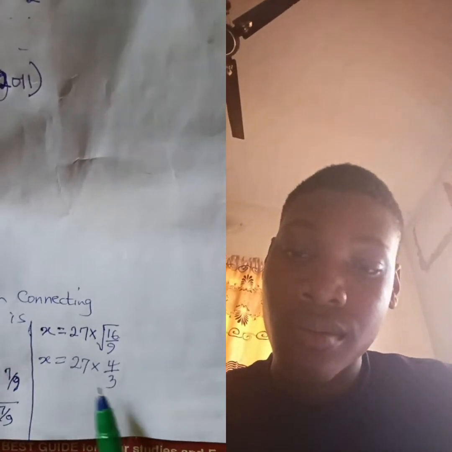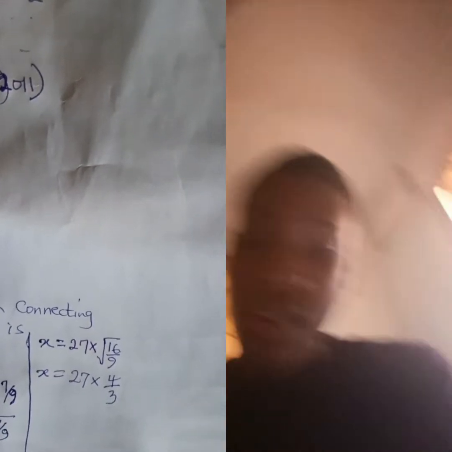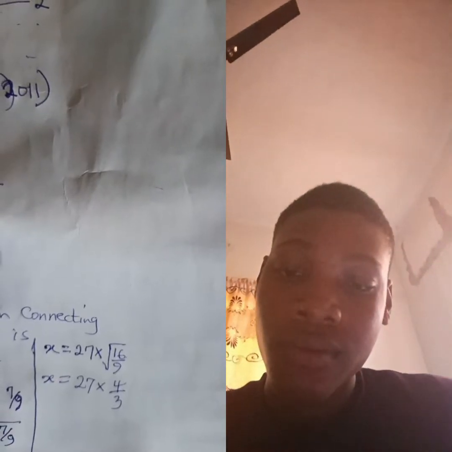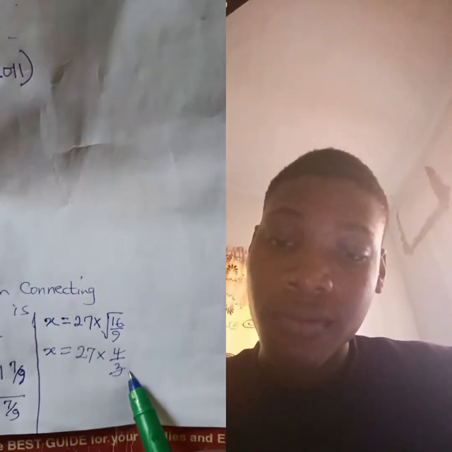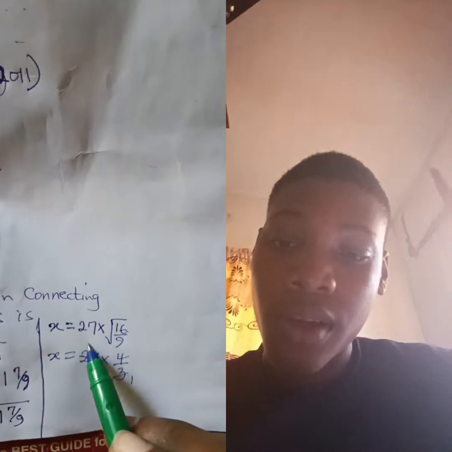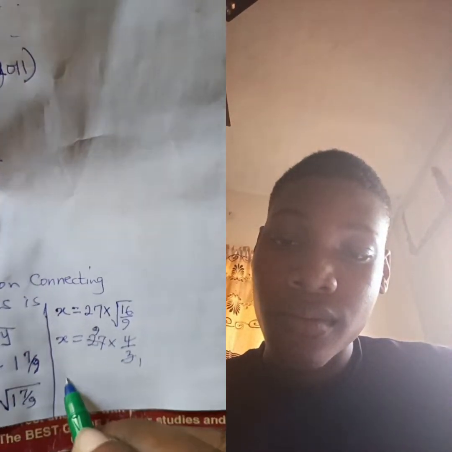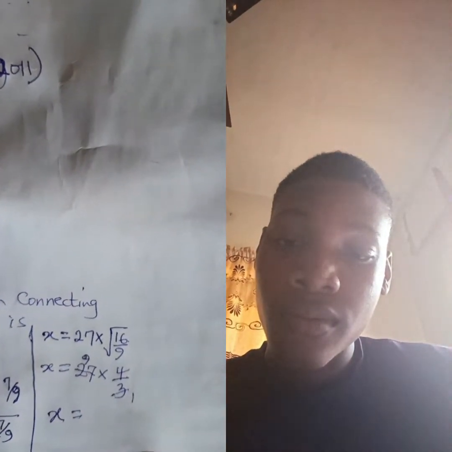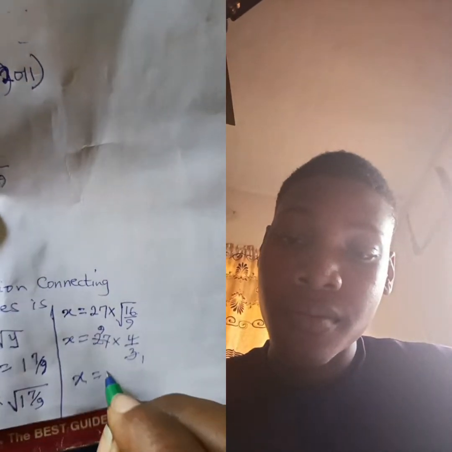So can this 3 in the denominator divide anything in the numerator? You have 27 in the numerator, you have 4 in the numerator. Which one will 3 divide? 27. You are very correct. 3 can divide 3 to give you 1. 3 can divide 27 to give you what? 9. Good. So x is now equal to what times what? 9 times 4. And 9 times 4 will give you what?